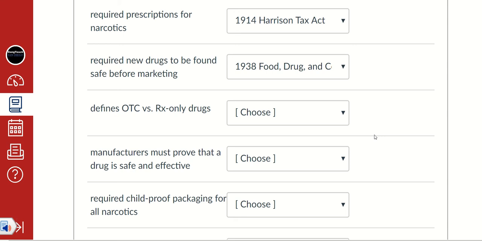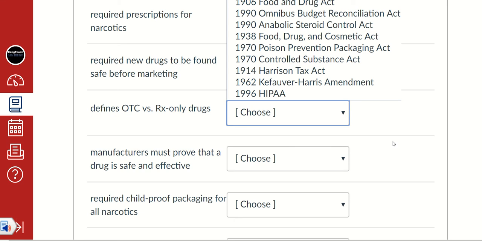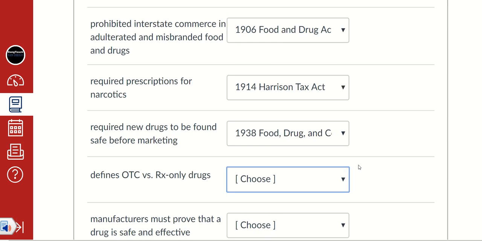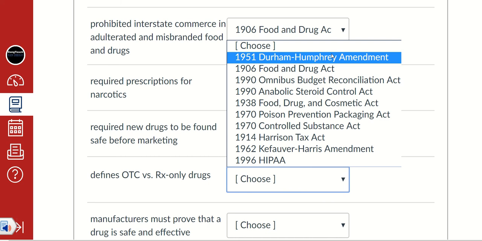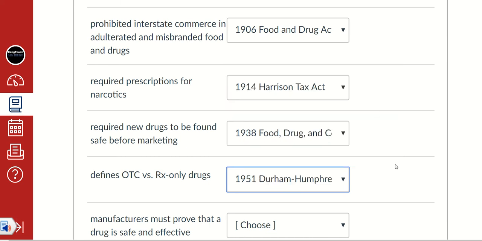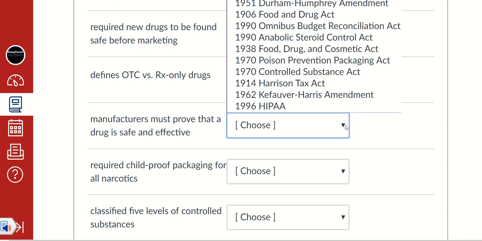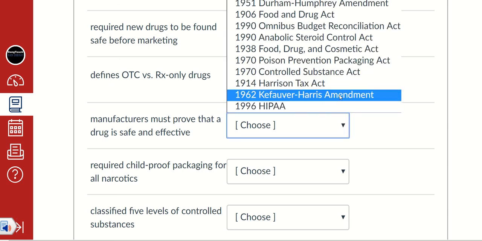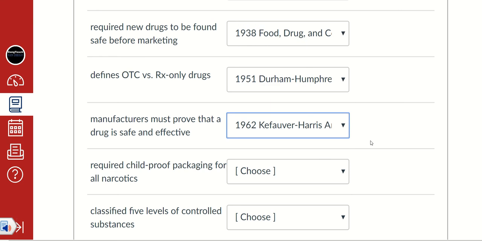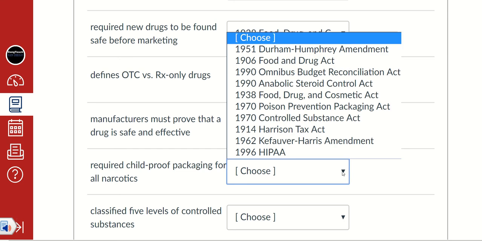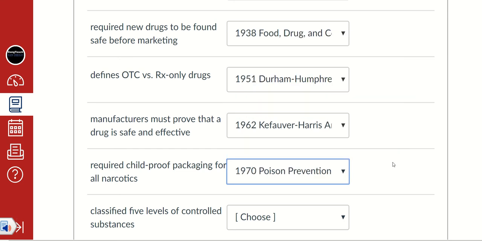Defines OTC versus prescription only. They could follow. That is the Durham-Humphrey, right? Durham-Humphrey Amendment. Manufacturers must prove that a drug is safe and effective. Now both effective. Kefauver-Harris. Dun dun dun. Requires childproof packaging for all narcotics. I guess Controlled Substance. Not Controlled Substance Act. Nope, there we go. What are we trying to prevent in children? Poison Prevention. Poison Prevention Act. We out here.